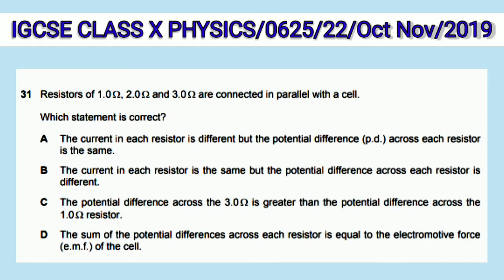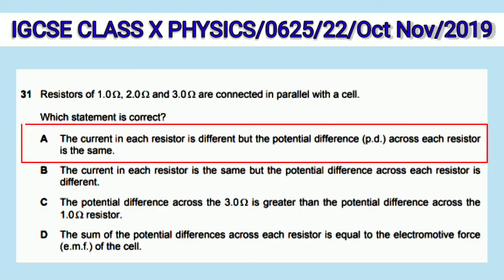Question 31. Resistors of 1 ohm, 2 ohm and 3 ohm are connected in parallel with a cell. Which statement is correct? When resistors are connected in parallel, current through them will be different, but potential difference across them will be same. So correct answer is option A. The current in each resistor is different, but the potential difference across each resistor is the same.